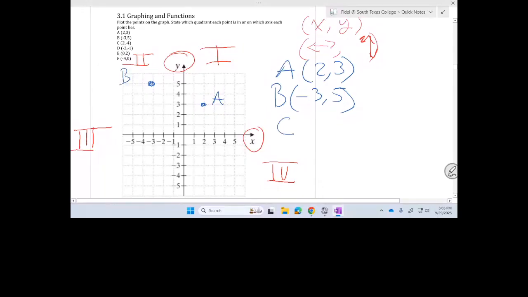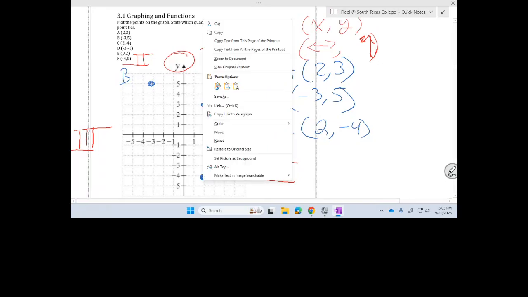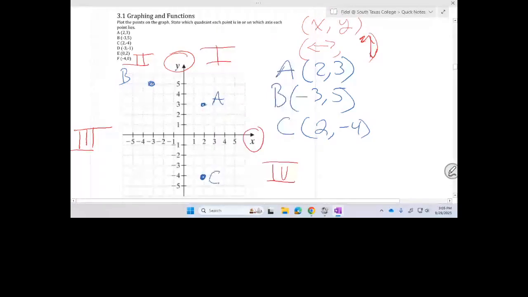All right, let's see if we can figure out point C. Point C is 2 and -4. So again, I'm going to go to the right 2, and then from here I'm going to go down 4. And there's my point C. And then my point D is -3 and -1. Again, the first number is left to right, and since it's a -3, I'm going to go to the left 3, and then we're going to go down 1. And there's my point D.